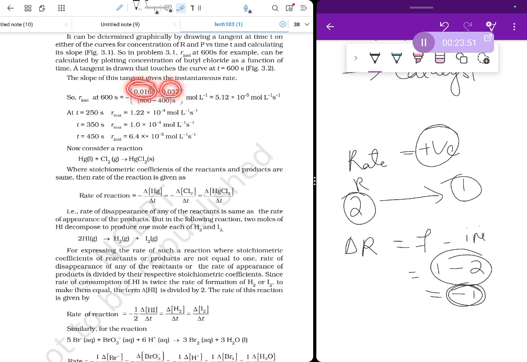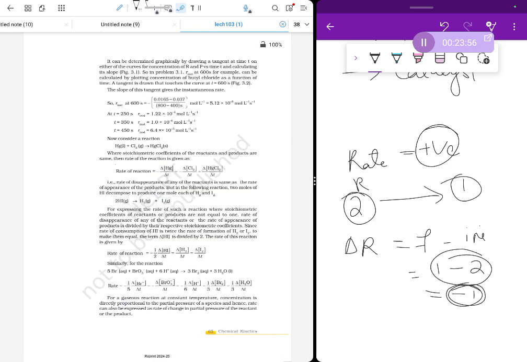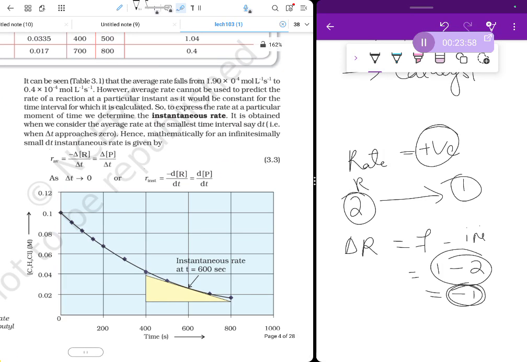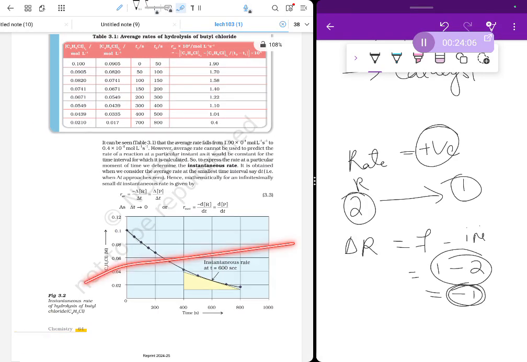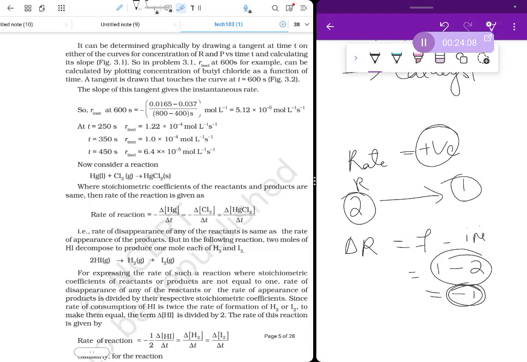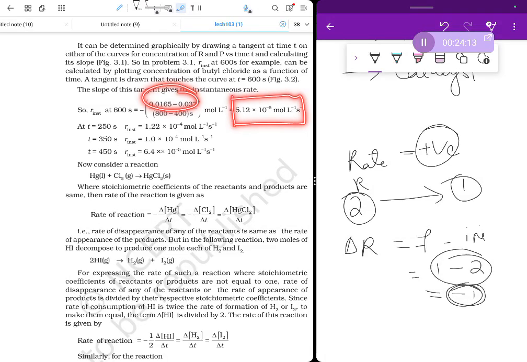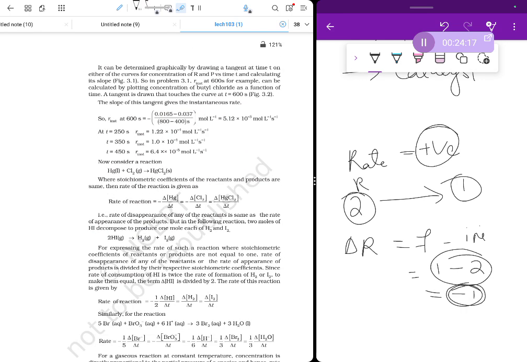0.0165 minus 0.0037 at 800 seconds. Where is 800? At 800, this will be approximately 0.017, and at 400 it will be approximately 0.03 something, I guess. Okay, so that's what they did, and they will get the instantaneous rate at that particular point. At 250 seconds they can calculate like that. All of them they can calculate like that.